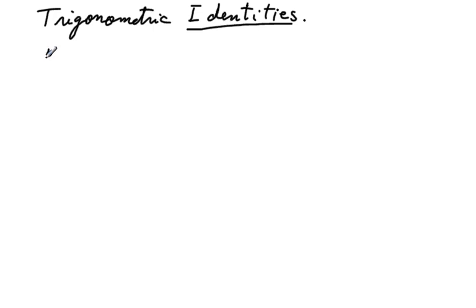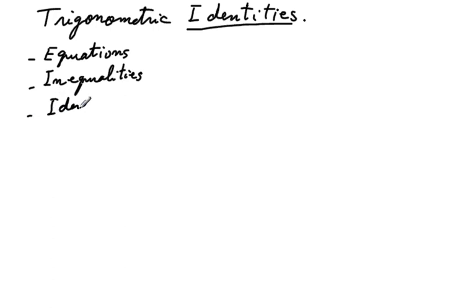Most common one are equations you study. Sometimes you come across inequalities. And occasionally you come across identities. What are examples of equations? Simple example would be something like 2x + 3 = x - 1.